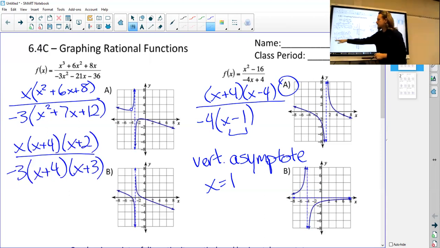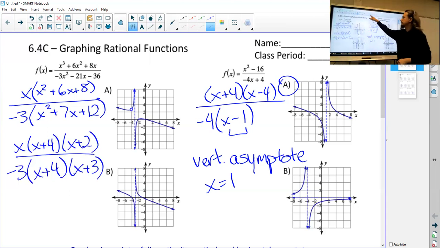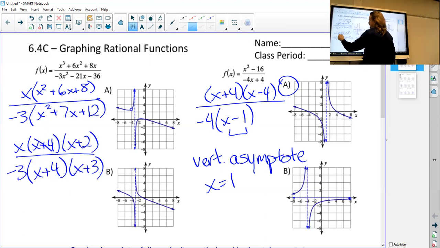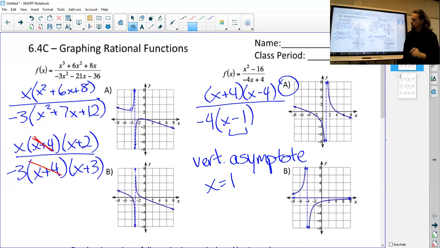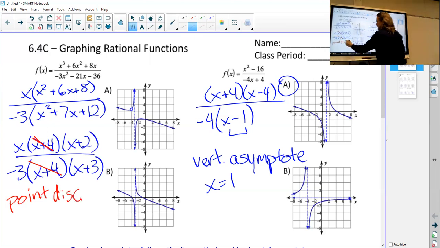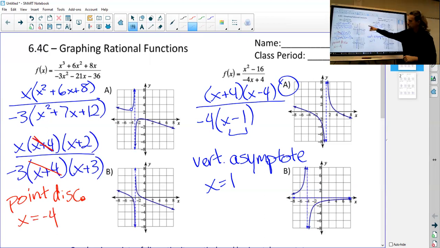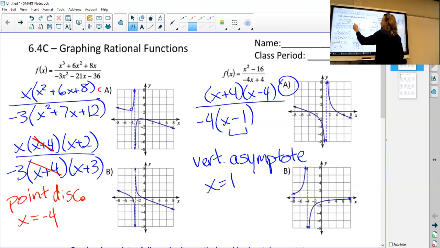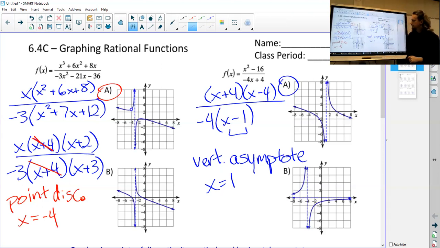Okay, once everything is factored, we look to see, do we have something in common? We say, yes, we do. This x plus 4, right? So our point discontinuity is going to be the opposite of that value. So if it's x plus 4, then our hole is going to be at x equals -4. And if we look at our 2 answer choices, one of them has a hole, one of them does not, which means our best answer is going to be A, right?